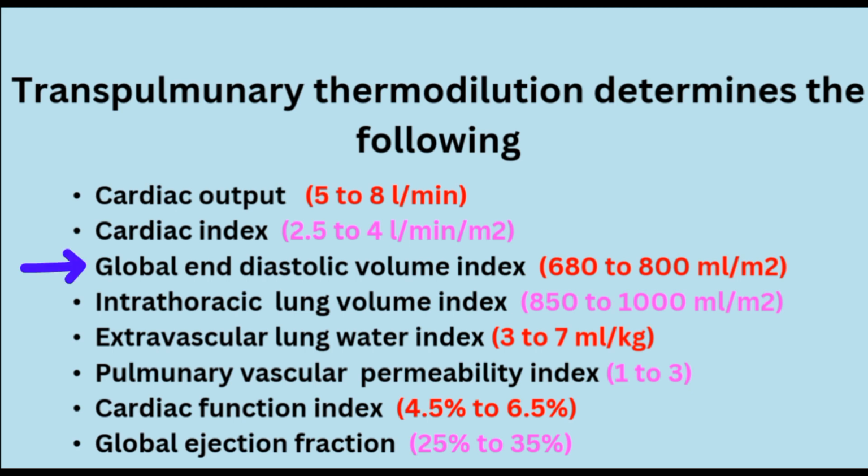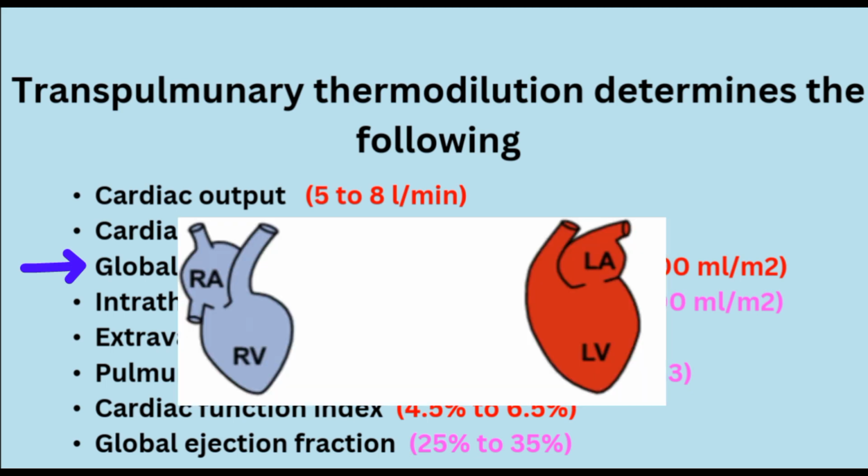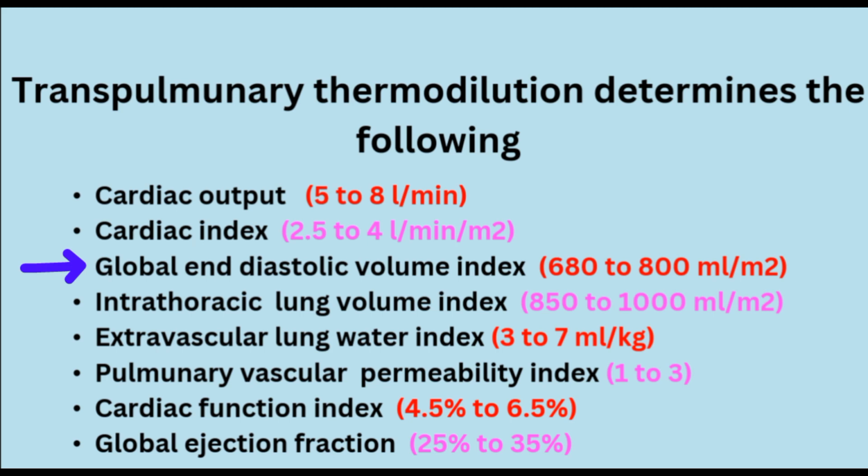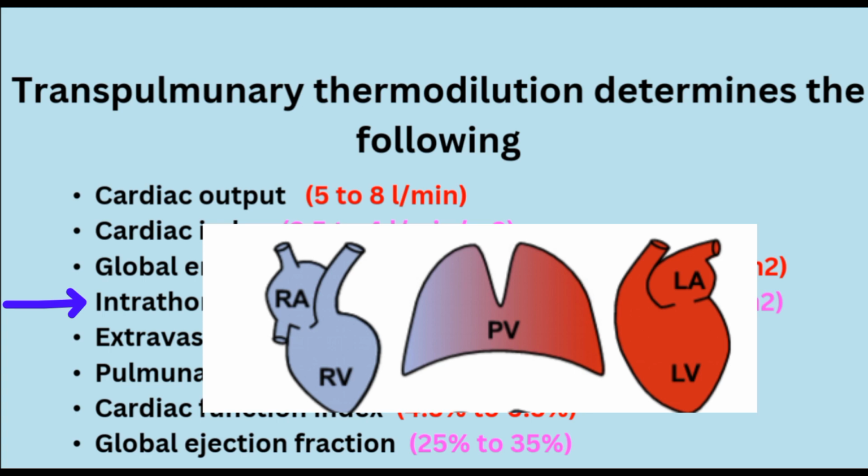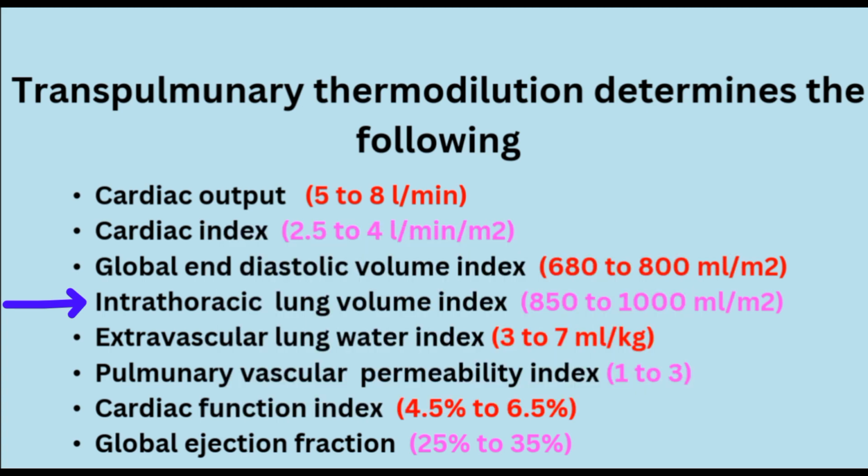Global end diastolic index means the end diastolic volume of all the 4 chambers. Or in simple words, the volume in both the atria and ventricles before the contraction of the heart. Its normal value is 680 to 800 milliliters per meter square. Intrathoracic blood volume index means the global end diastolic volume plus the volume of the lungs. Its normal value is 850 to 1000 milliliters per meter square.